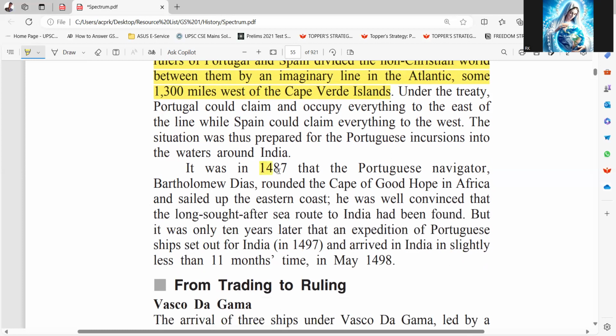It was in 1487 that Portuguese navigator Bartholomew Dias rounded the Cape of Good Hope in Africa and sailed up the eastern coast. He was well convinced that the long sought after sea route to India had been found. But it was only 10 years later that an expedition of Portuguese ships set out for India in 1497 and arrived in India in slightly less than 11 months' time, in May 1498.